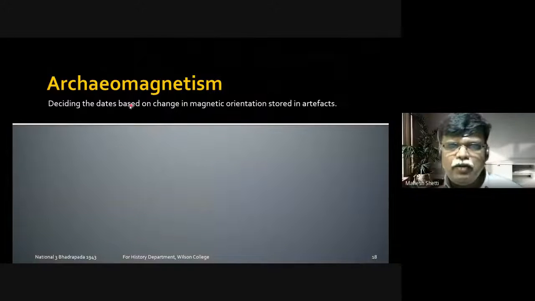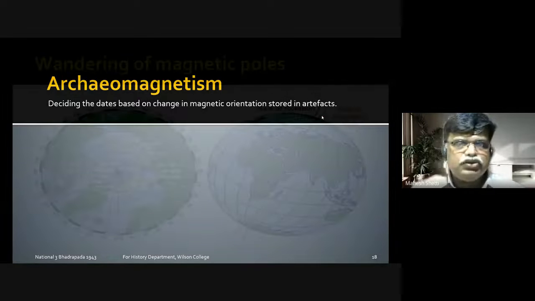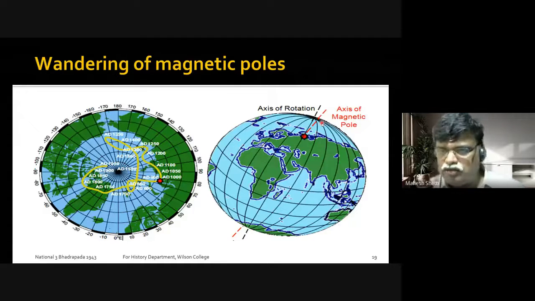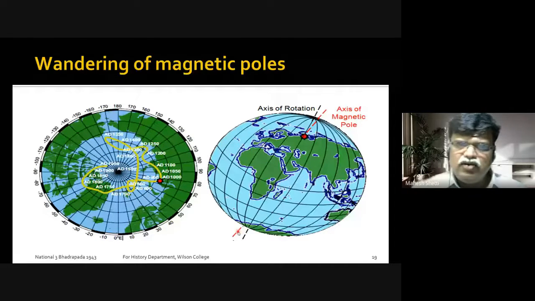Deciding the dates based on change in magnetic orientation stored in various artifacts. Okay, we know that Earth is like a magnet, so you have a magnetic compass which points to the north, and that Earth's axis of rotation and magnetic axis are slightly different. There is some 11-degree difference between them.